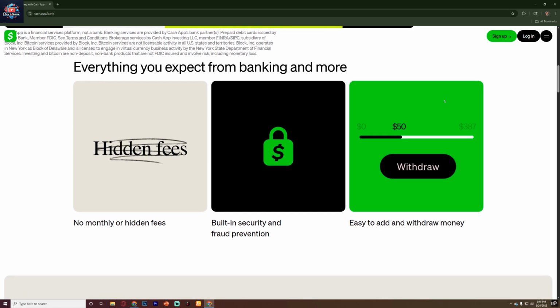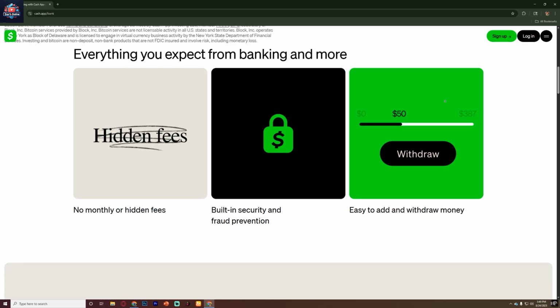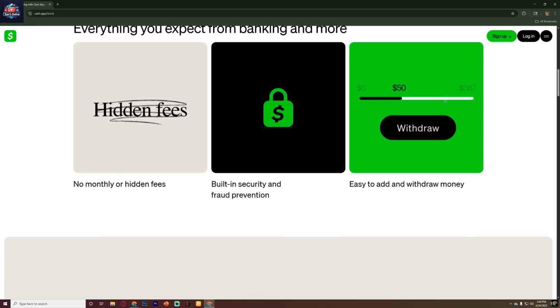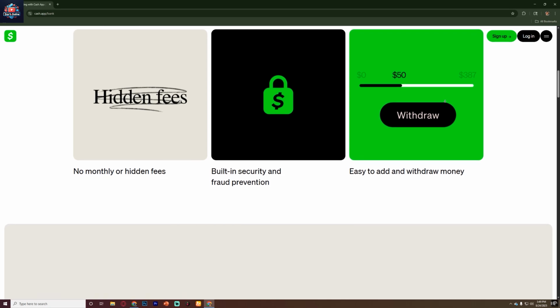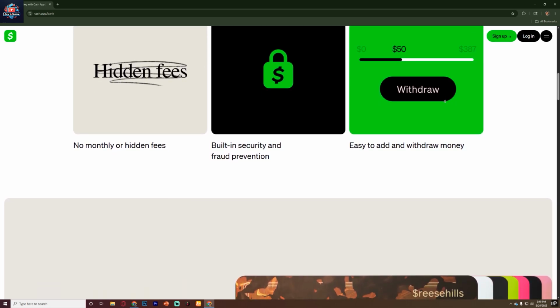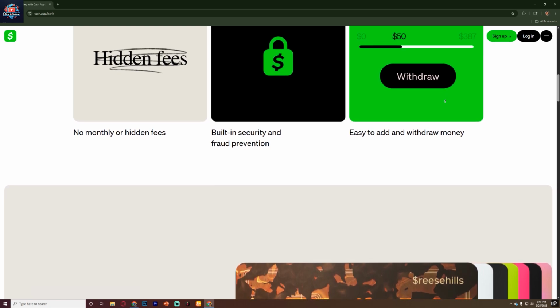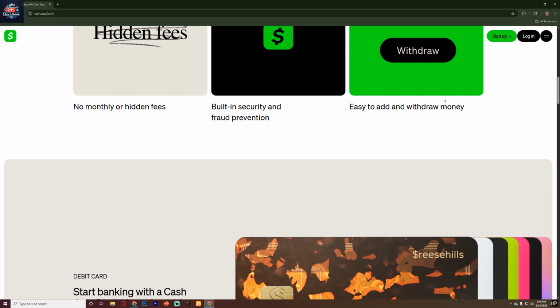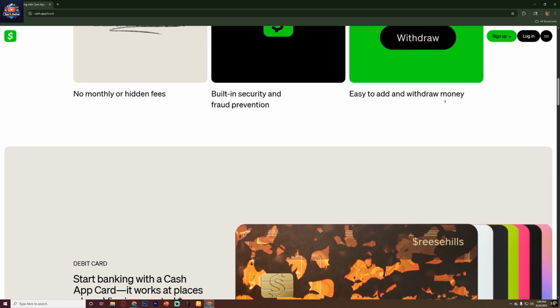If you want to add money without a bank, you can load funds onto Cash App using paper money deposits at participating retail stores like Walmart, Walgreens, and CVS. Simply generate a barcode in the app, present it at the cashier, hand over the cash, and the money will instantly appear in your Cash App balance.